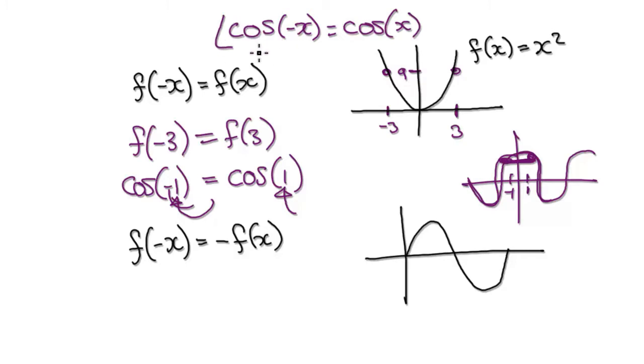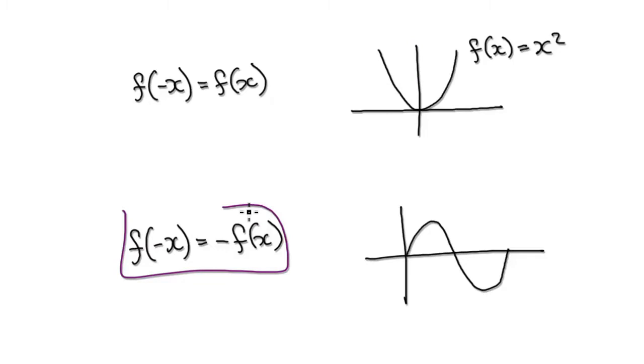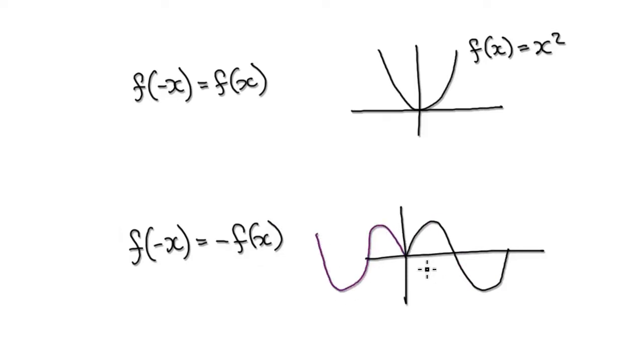So bear this in mind. We will need this, and the same goes with sine. A sine graph looks like this. When you apply this transformation, you flip it, so you reflect it along the y-axis. Let me extend it to the negative. So now it looks like this.